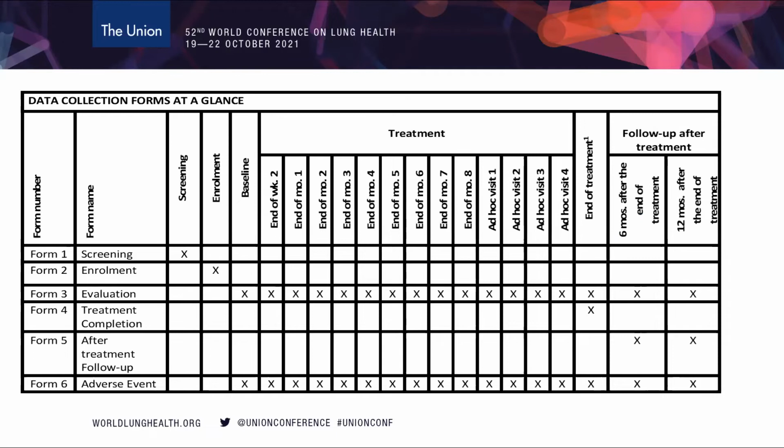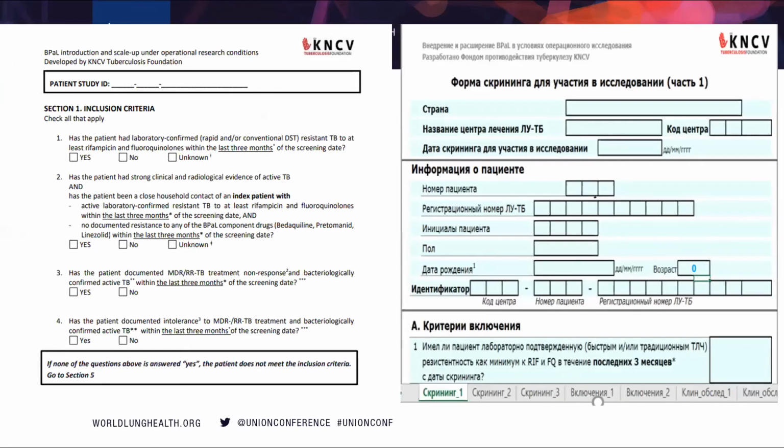This is just the data collection forms at a glance. Our intention was to follow the patient right from the point of screening till the after treatment follow-up. So we have a screening form, enrollment form, evaluation, which is kind of monitoring of the treatment process itself. We have a treatment completion form, after treatment follow-up, and adverse event form. This is just a screenshot for your information, PDF versions of the form, and the MS Excel one, which I mentioned. And these data collection forms can be printed and filled by hand, or can be filled in on the computer and electronic ones shared.